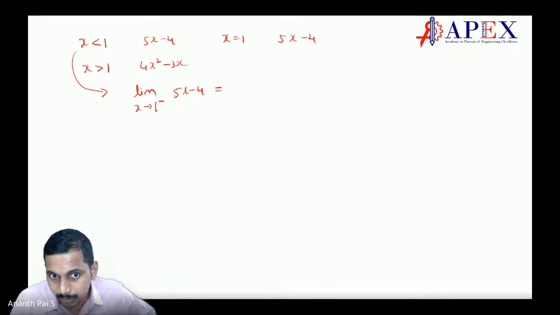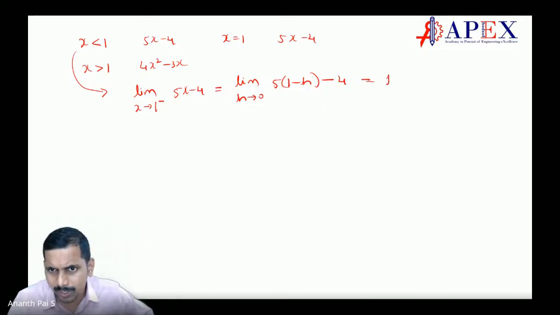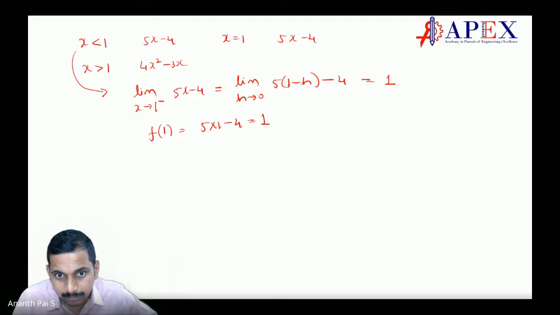When you put that, you get limit h tending to 0 of 5 times what is x here, 1 minus h, minus 4. Make sense? So what is the answer? 1. What is f of 1? x is equal to 1, so it is 5 into 1 minus 4, that is 1. So left hand limit is equal to f of a.